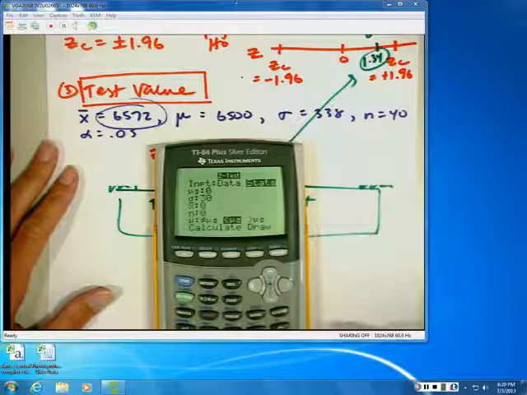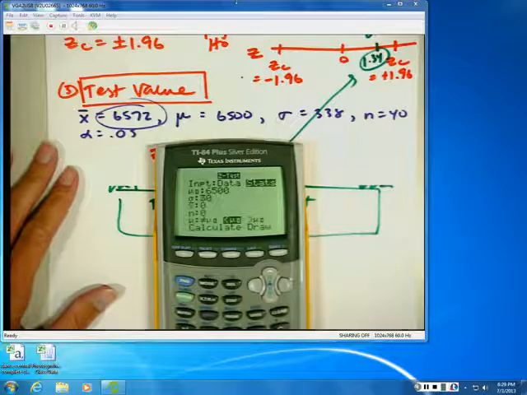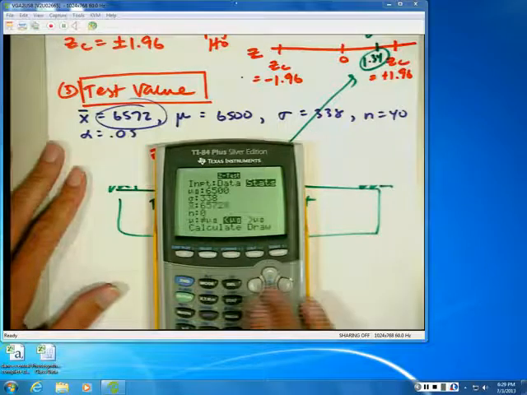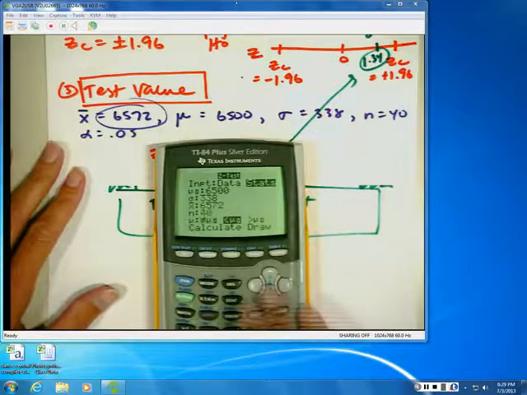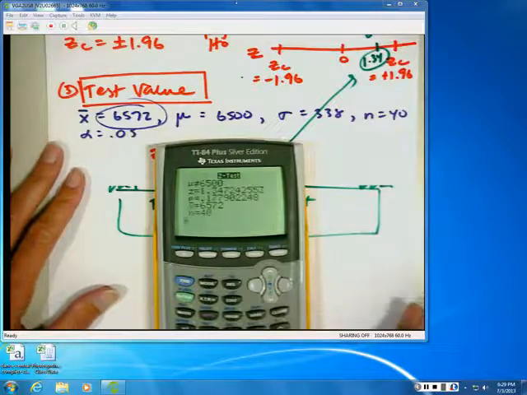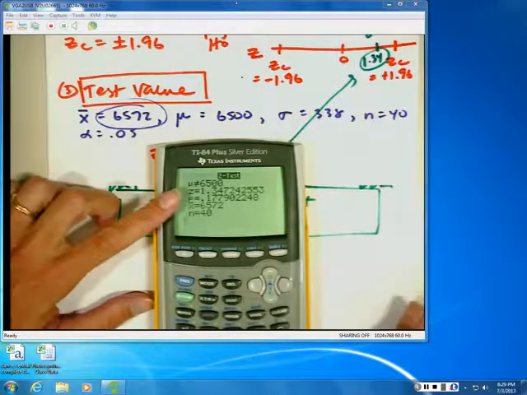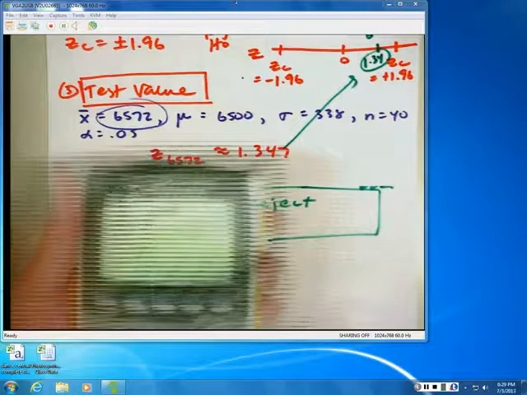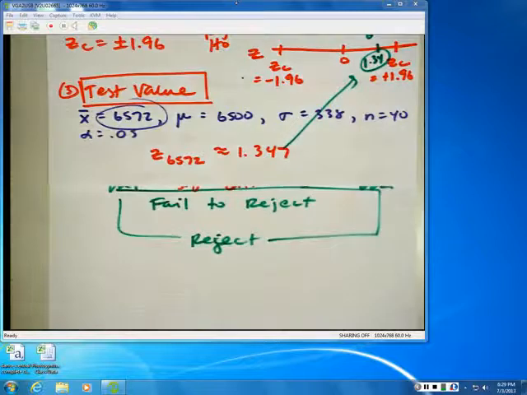The null hypothesis, that mean was 6,500. The standard deviation, so it's a slightly different order, was 338. Sample mean was 6572. There were 40 in our sample. Two-tail test, so I hit enter on the not equal and then calculate. So it gave me that same value, 1.347. So just a slightly different look for the other operating system. Okay, so now let's do that next example.